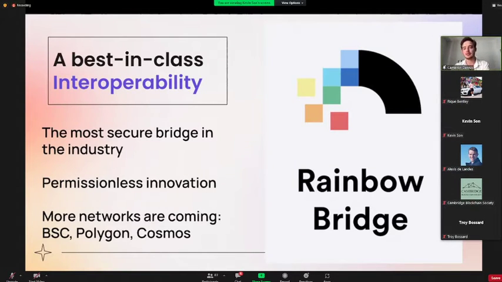And so right now the Rainbow Bridge is deployed between Ethereum and Near. And so that means you can move your assets between these two chains very seamlessly, as long as you have a Near wallet and an Ethereum wallet. So I'm just going to drop the link to the bridge in the chat here. Check it out yourself if you're interested.